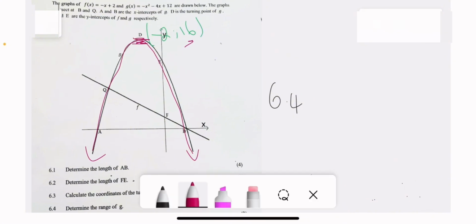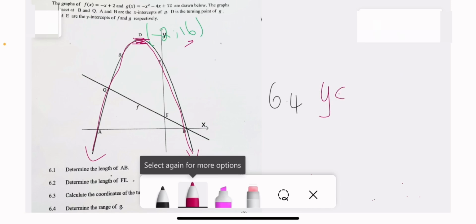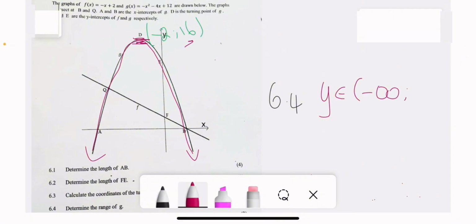So this simply means y is an element of negative infinity to positive 16, with the square bracket. The graph has a point at D where y is 16. That's why we are including the 16 with the square bracket. Or you can just write it as y is less than or equal to 16.